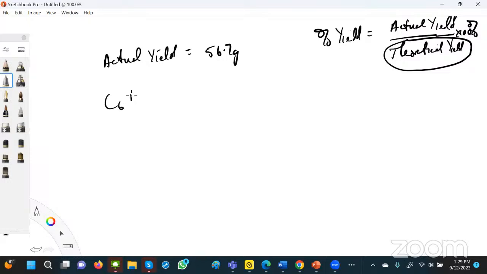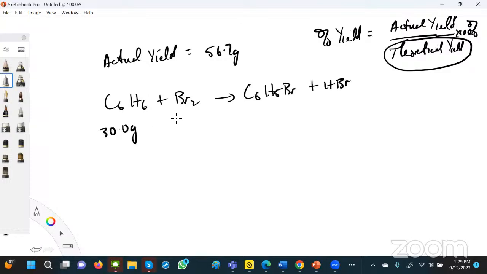This is the equation. And they gave you 30.0 grams of benzene and 65.0 grams of bromine. All right, so they gave you these amounts to start off with. So what would you do?